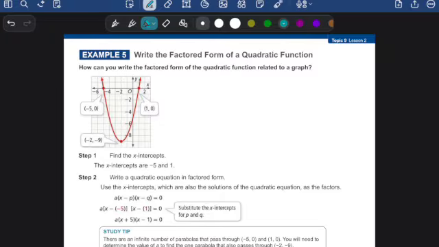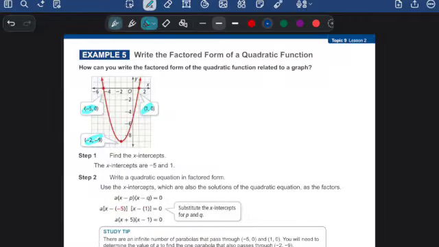Example 5, write the factored form of a quadratic function. How can you write the factored form from the quadratic function related to a graph? So now we're going to move backwards. We're given the graph. What information does that tell us? Well, looking at the graph, we can see the x-intercepts and the vertex. And now we just need to work backwards to get to the equation.